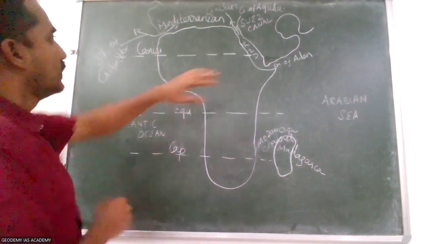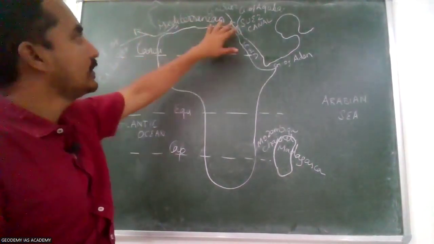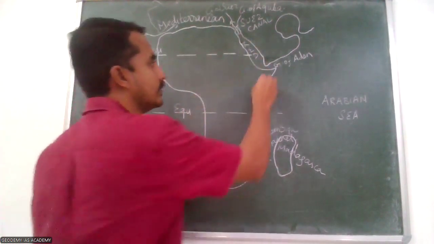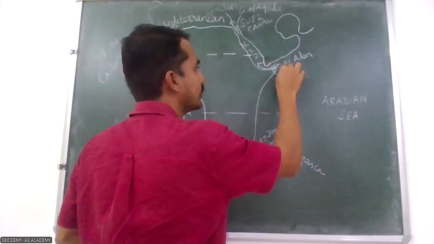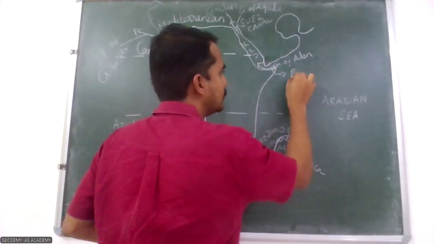Here in Africa, it is Gibraltar, it is the Suez Canal, and here the Gulf of Aden and Red Sea, that is, the Arabian Sea and Red Sea, are connected by the Bab el Mandab Strait.